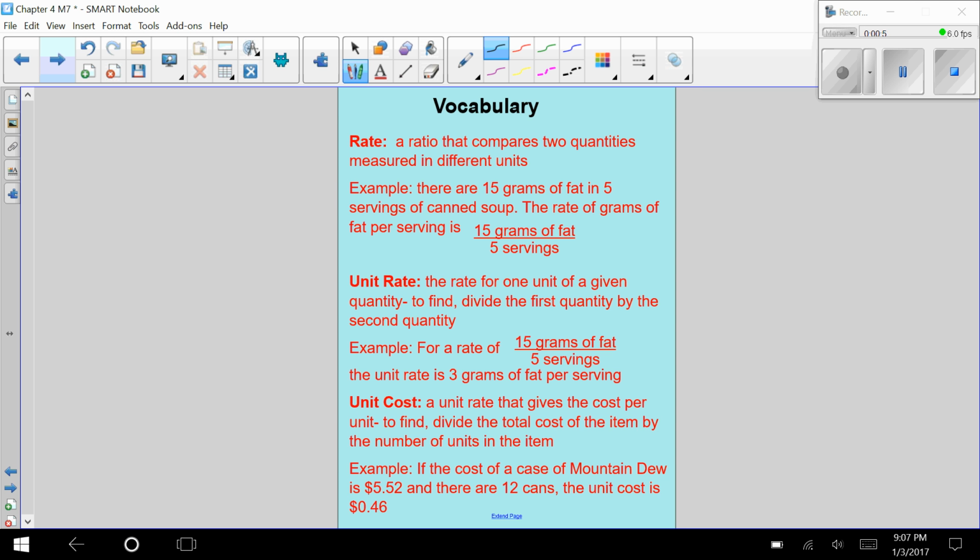A unit cost is a unit rate that gives the cost per unit. To divide, we take the total cost of the item divided by the number of units in the item. So for example, if the cost of a case of Mountain Dew is $5.52 and there are 12 cans, the unit cost is 46 cents per can because $5.52 divided by 12 is 46 cents.